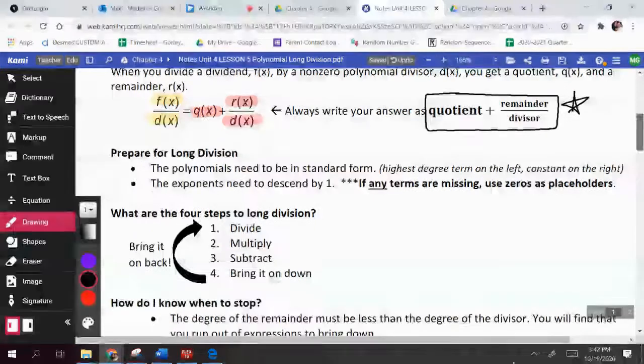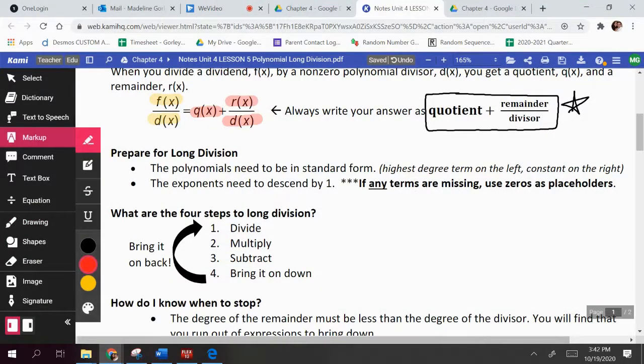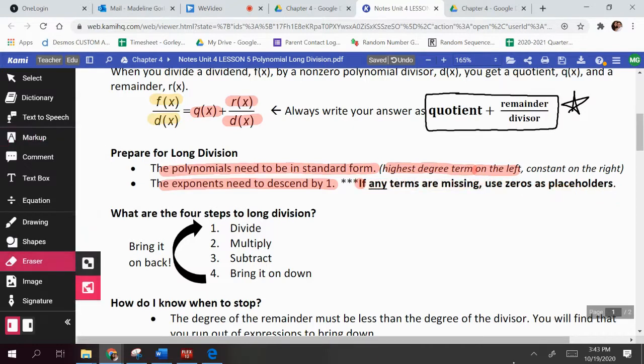As we prepare for long division, there are some things you need to keep in mind. The polynomials need to be in standard form, which means you want the highest degree term on the left, and you want it to descend from left to right. The exponents have to descend by 1. If any terms are missing, you use zeros as placeholders. You'll see what I mean here in a little bit.